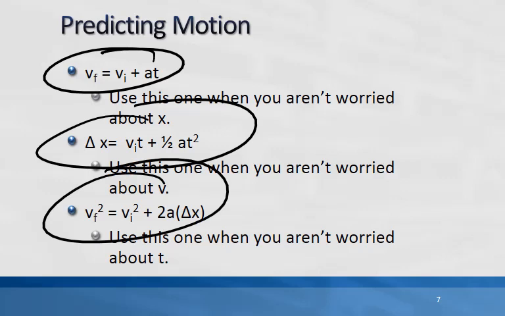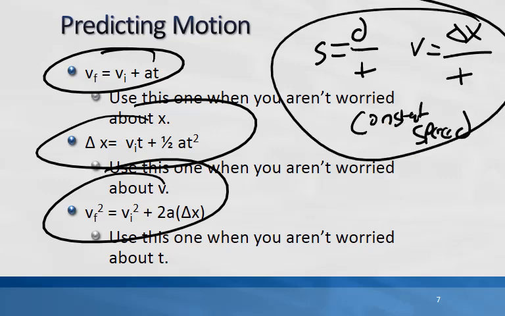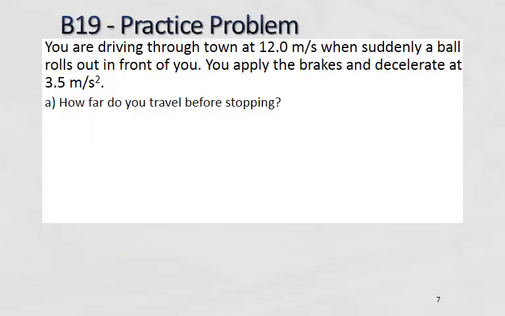And these are very, very useful. Now, remember, speed equals distance over time, and the velocity equation delta x over t, only work for constant speed. If speed is changing, you can't use these because it's accelerating. You have to consider the acceleration to know what's going on with the motion. And so we'll practice this one here.